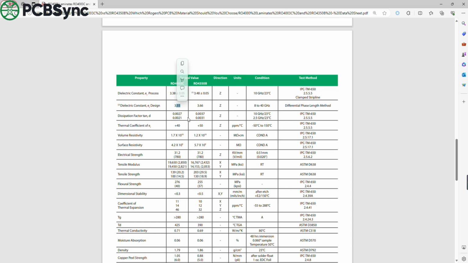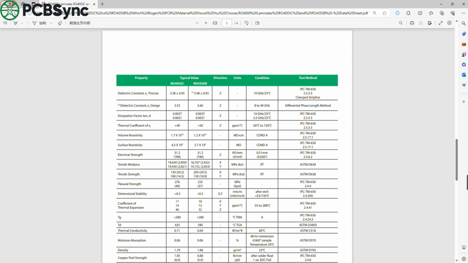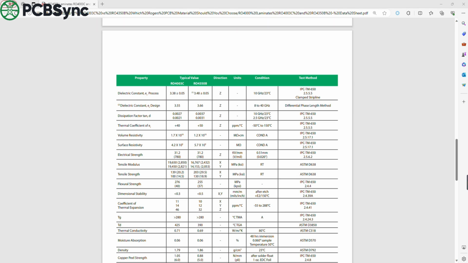What about loss? Under the conditions of 10 GHz and 23 degrees Celsius, RO4003C's typical dissipation factor is 0.0027. For RO4350B it is 0.0037. So, according to the official typical parameters, the dielectric loss of RO4003C is actually slightly lower, so you can't simply think of RO4350B as a more advanced or upgraded version with better performance.